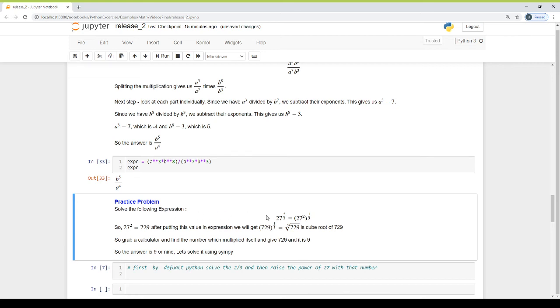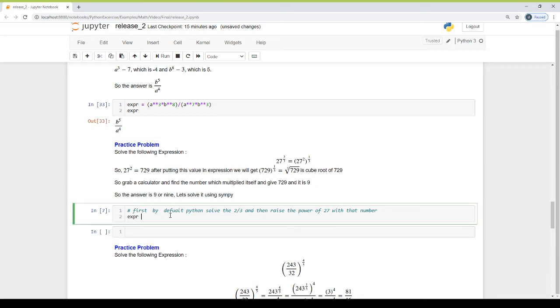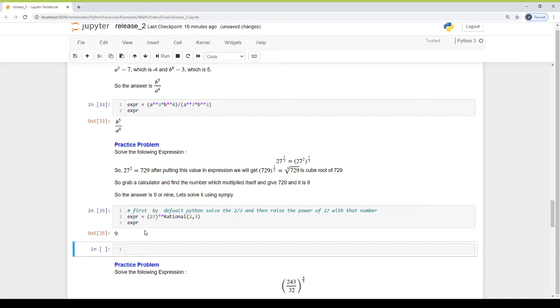Another practice problem. Solve the following: 27 raised to power 2 by 3. So the expression is a numerical expression. Now here you can see that this is a numerical expression and the earlier one is a symbolic expression. Expression 27 raised to power rational 2 divided by 3. Shift enter, rational, print expression, and it is 9.